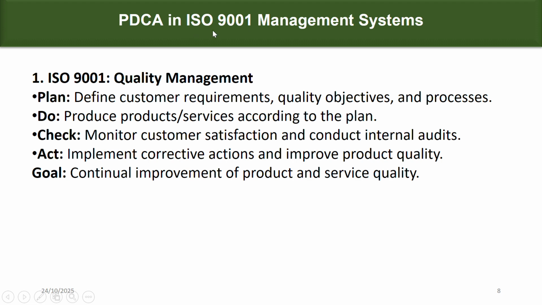Now PDCA and ISO 9001. We apply PDCA to ISO 9001. Plan: define customer requirements, quality objectives and processes. Do: produce products and services according to the plan. Check: monitor customer satisfaction and conduct internal audits. Act: implement corrective action and improve product quality. The goal is continual improvement of product and service quality.